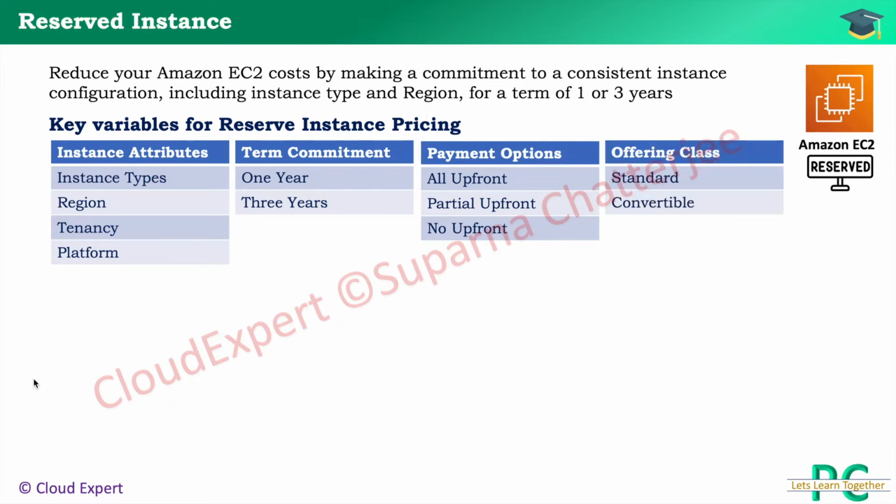And next, the offering class. If your compute needs change, you might be able to modify an existing reserved instance. It depends on the offering class you have selected. Currently, AWS offers 2 different classes. Under the standard offering class, you will get the most significant discount. Standard reserved instances can be exchanged.